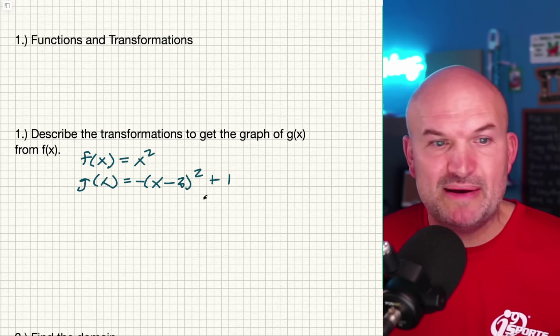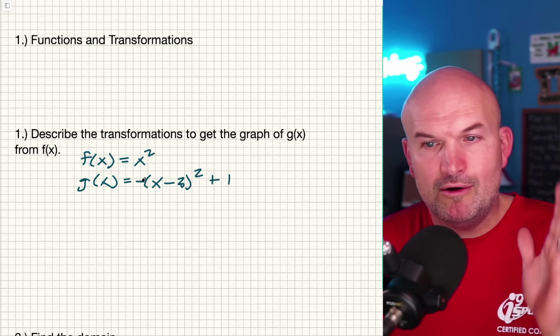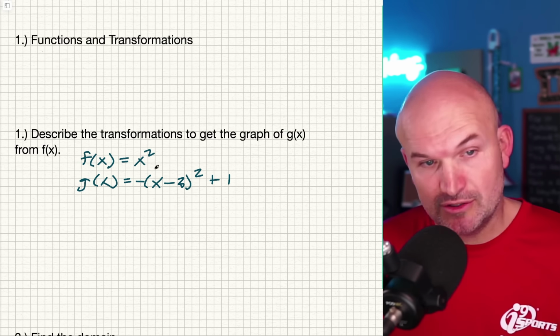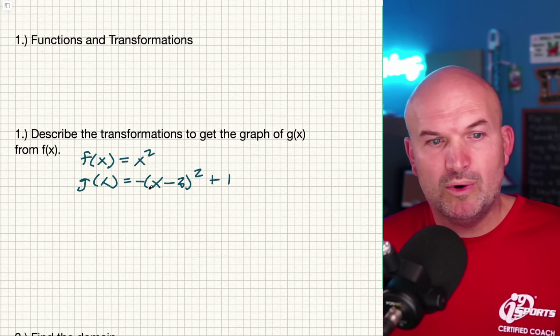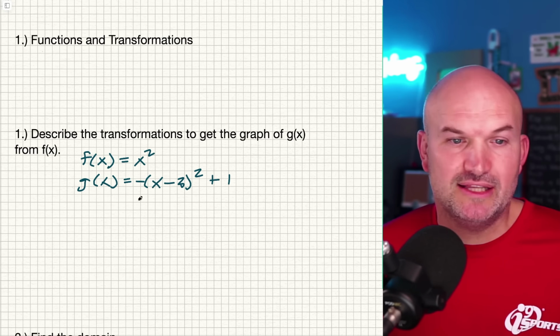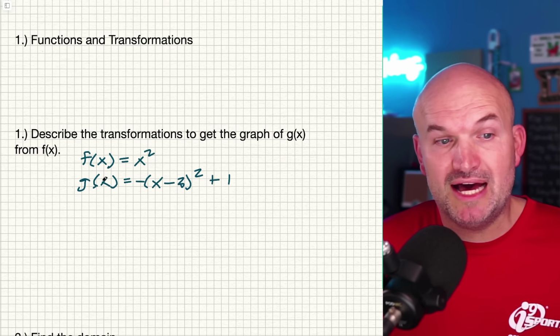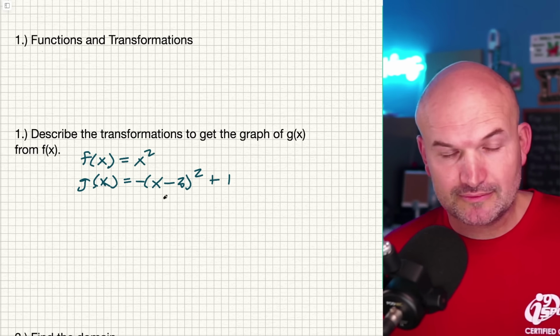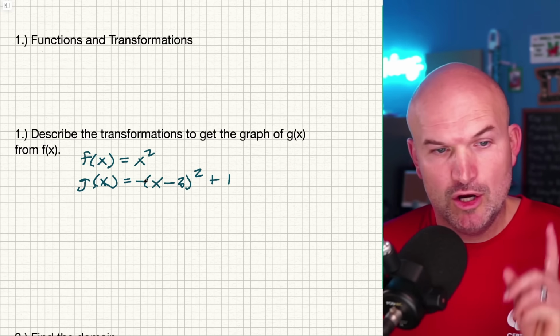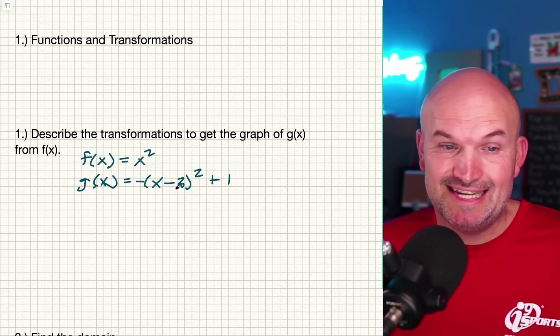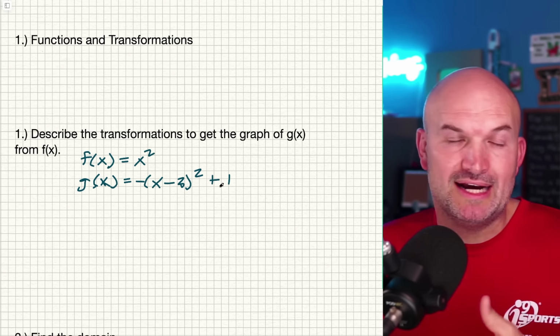All right, so what we basically want to be able to do is say, how am I going to get g of x from f of x? So if this is going to be my original graph, what exactly am I doing? Basically what I need to do is understand what are the transformations that are being applied to g of x. So you can see there's a couple things going on. We're multiplying by a negative on the outside. We are subtracting a 3 on the inside of the function, and we're adding a 1 on the outside.